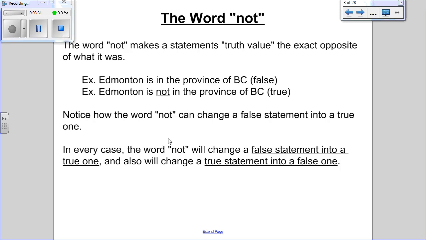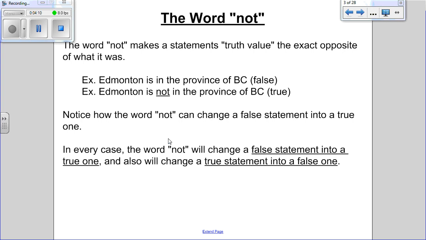Okay, the word not. We're going to learn three words: not, and, and or, and what they mean when it comes to math statements. The word not negates something. If something used to be true, when you add the word not, it should make that statement false. If something used to be false and you add the word not, it should make that statement true. It reverses whatever the statement was. If it was a true statement, it's false. A false statement is true.